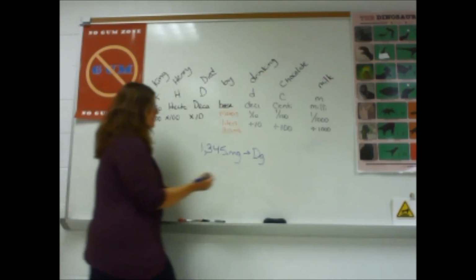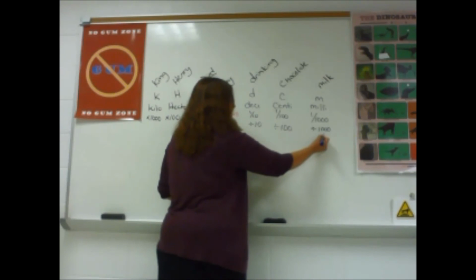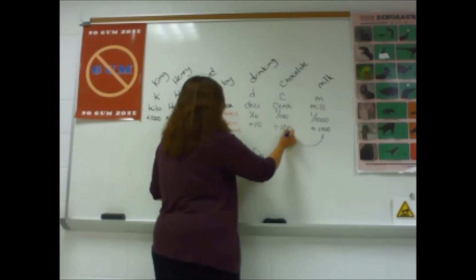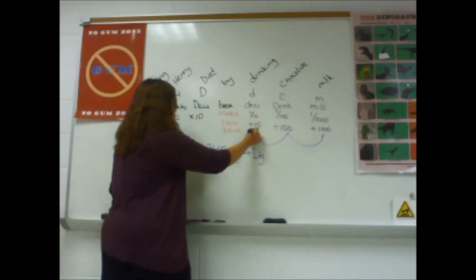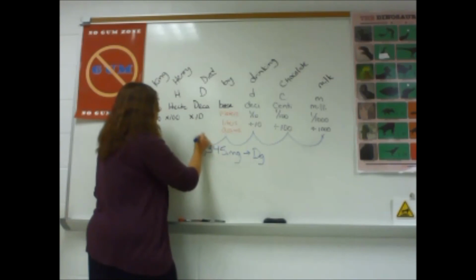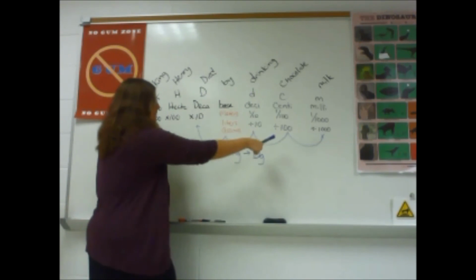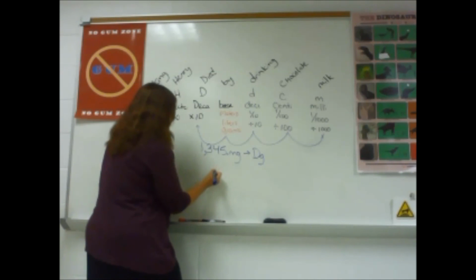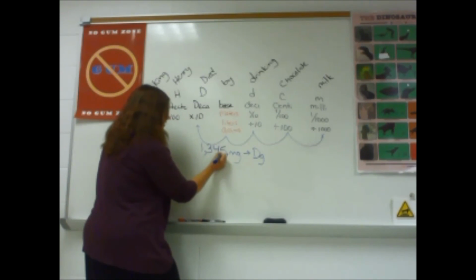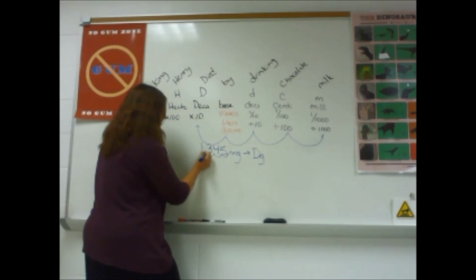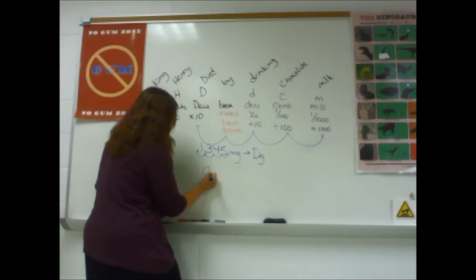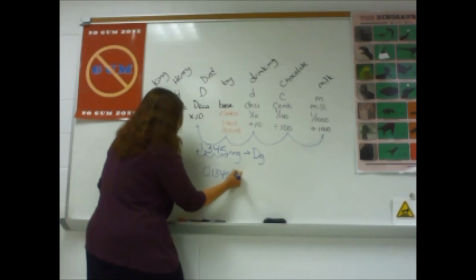So we are starting at milligrams, so we put our X down at milligrams. We jump once to centi, once to deci, once to base, once to deca. So we have 4 jumps total. So we're going to do the same thing here. We jump once, twice, 3 times, 4 times. So our answer is going to be 0.1345 decagrams.